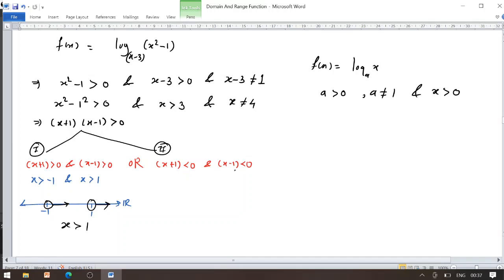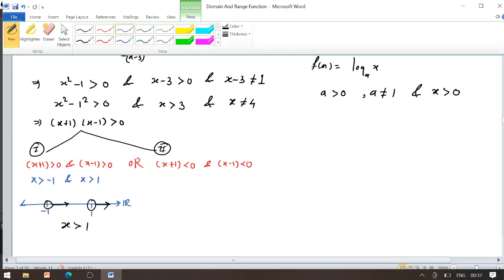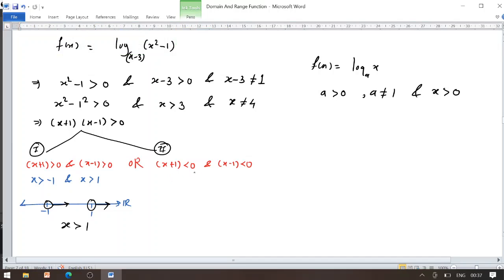What about the second case now? Look carefully. We are trying to simplify those inequalities. There is a word "or", so either the first or the second case should hold. So x is strictly less than -1, and x is strictly less than 1. As per the real number line, we have to consider their intersecting part.